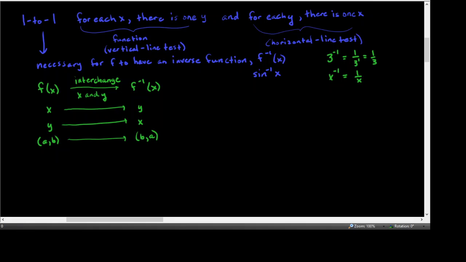Some other things that happen is because everything that was x becomes y, the domain of f becomes the range of the inverse. All x things become y things. And because all y things become x things, the range of the function becomes the domain of the inverse.